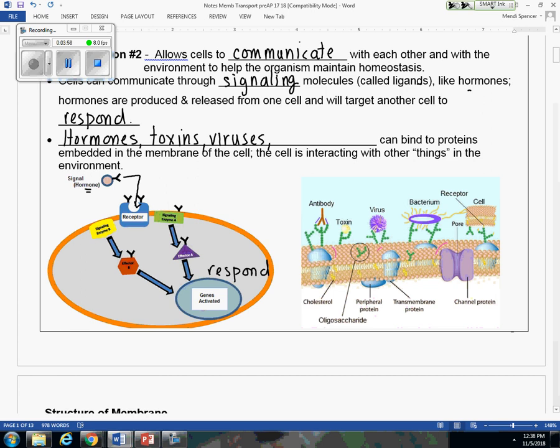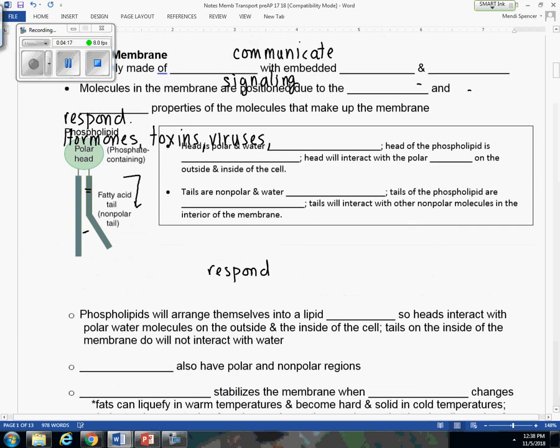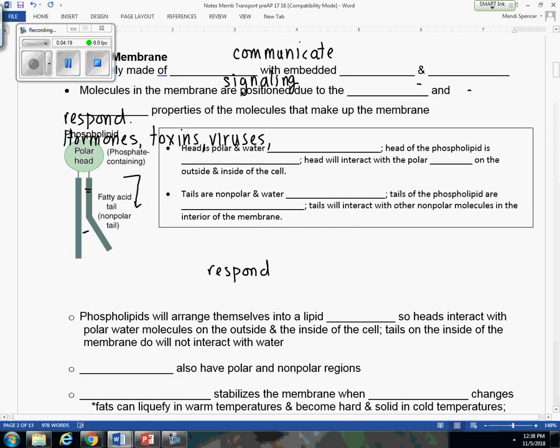But sometimes viruses bind to the structure of cell membranes, and that's what causes the cells to take the viruses inside, and now you have cells that are infected by a virus. So there's many things that can bind to the surface of, or the cell membranes of cells, and can cause them to respond. So cells can communicate using structures in the cell membrane. Now let's take a closer look at some of these structures.